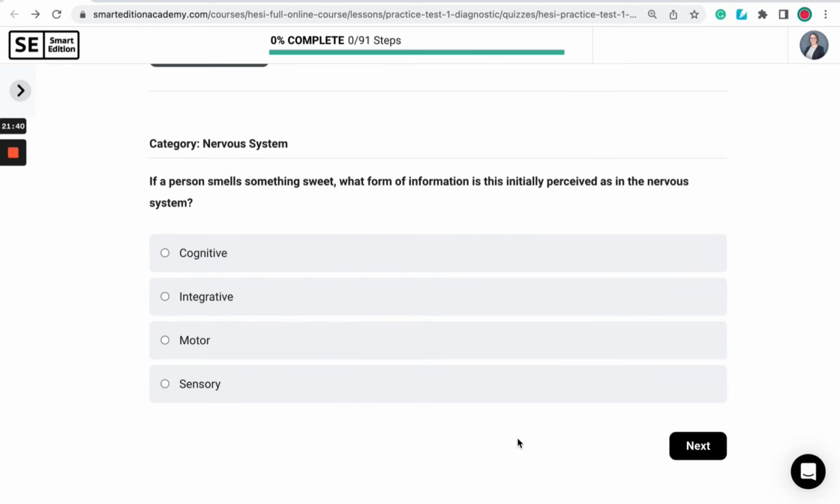If a person smells something sweet, what form of information is this initially perceived as in the nervous system? Is it cognitive, integrative, motor, or sensory?